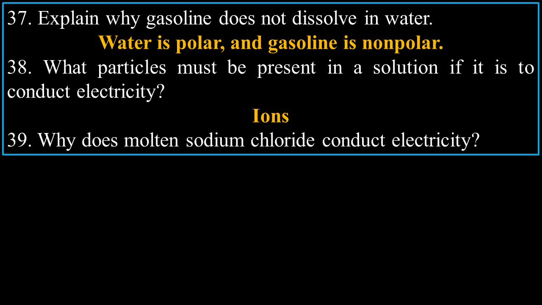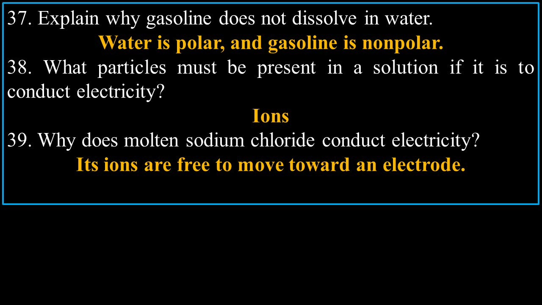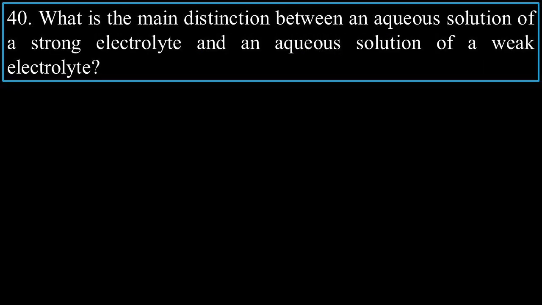Why does molten sodium chloride conduct electricity? Because the ions can move. They're not bound in the crystalline state. The ions can migrate from one pole to the other, depending upon whether it is a positive or negative ion. Its ions are free to move towards the appropriate poles.